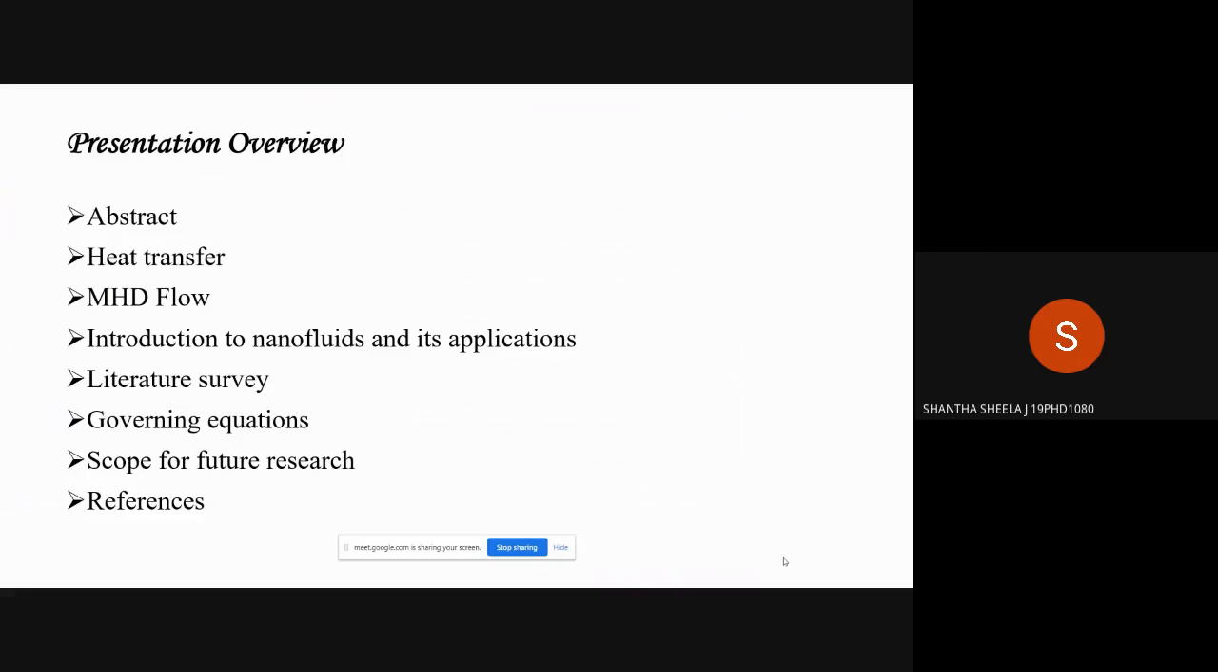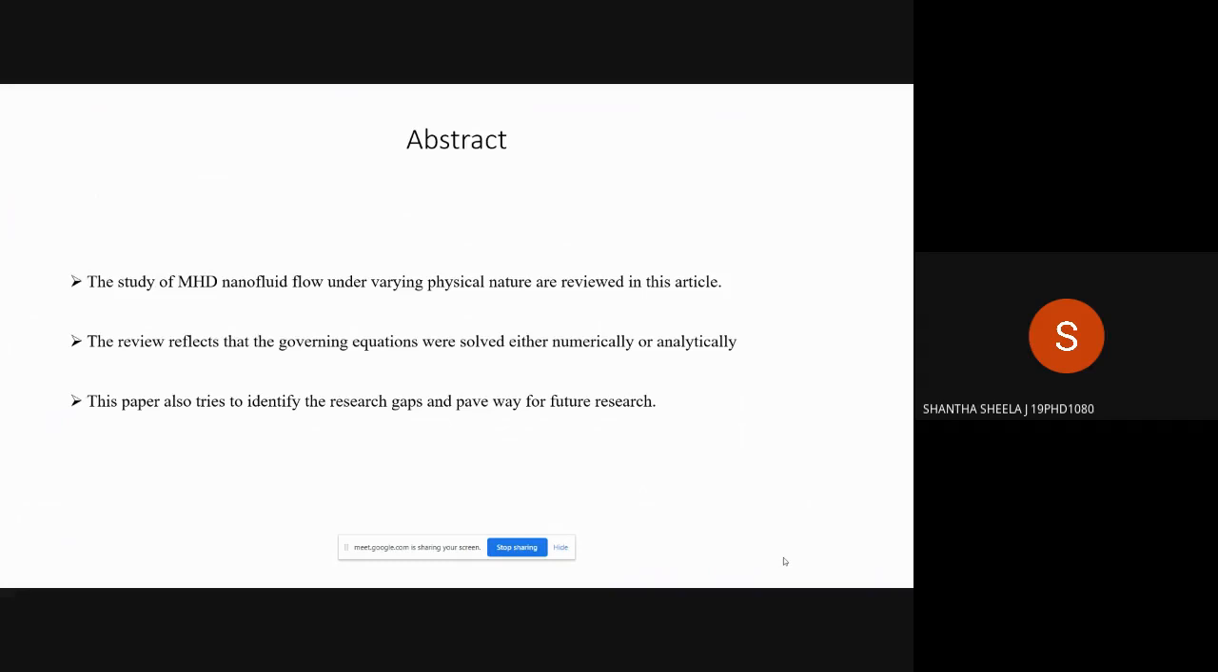My presentation overview: abstract, heat transfer, MHD flow, introduction to nanofluids and their applications, some literature survey, the general governing equation, and the scope for future research, references. Abstract: the study of MHD nanofluid flow under various physical conditions is reviewed in this article. The review reflects that the governing equations were solved either numerically or analytically. The paper also tries to identify some research gaps and pave the way for future research.